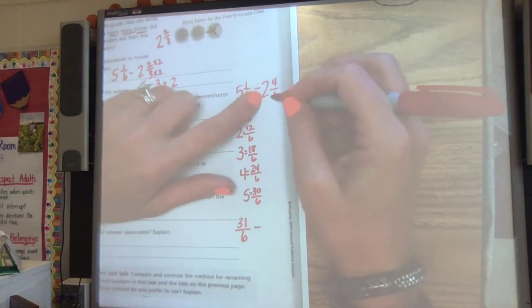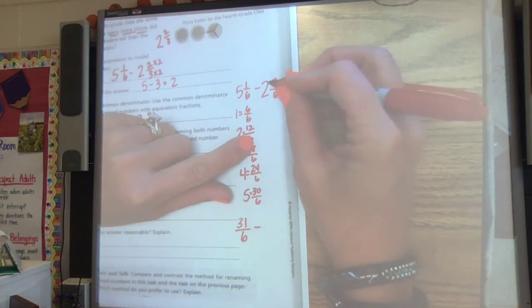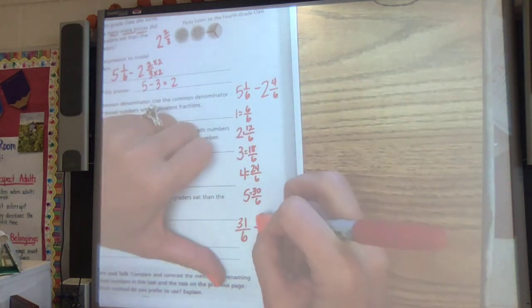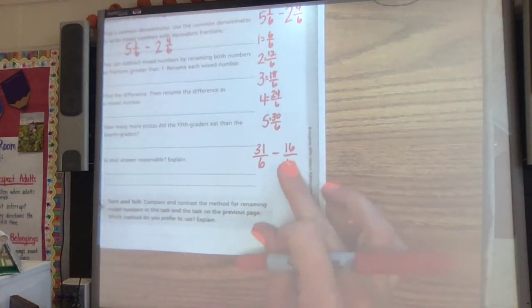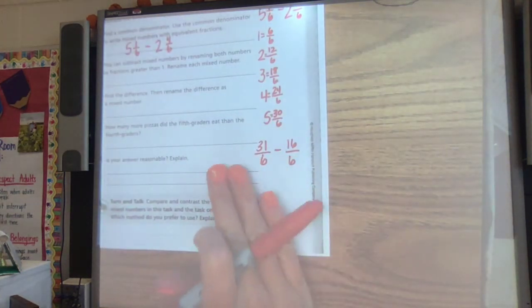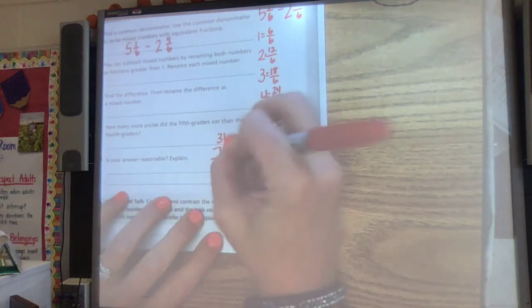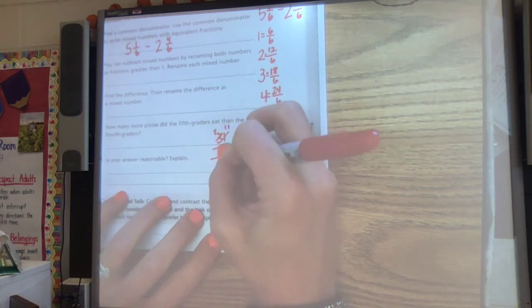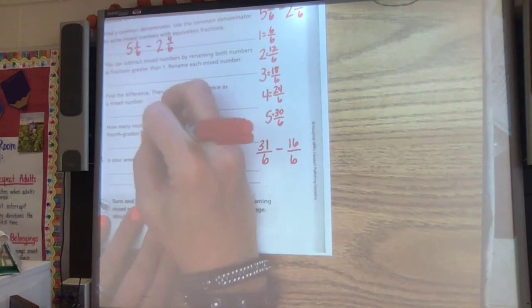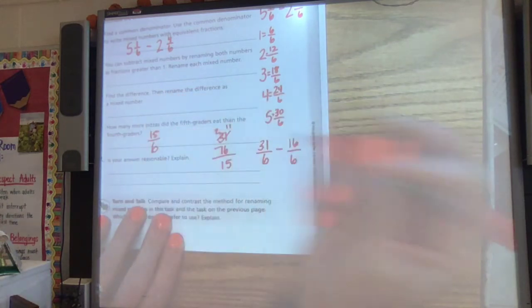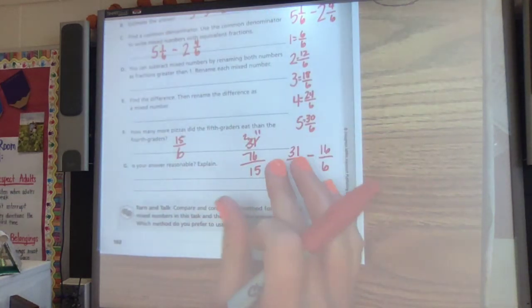If I have 2 wholes, that'd be 12/6 plus 4 more, 16/6. Now I have more 6ths in my first number. I can subtract them. 31 minus 16. 11 minus 6 is 5, and 2 minus 1 is 1. So my answer is going to be 15/6. Now let's think about it, because you probably wouldn't say that as your answer, like, oh, they ate 15/6 more.